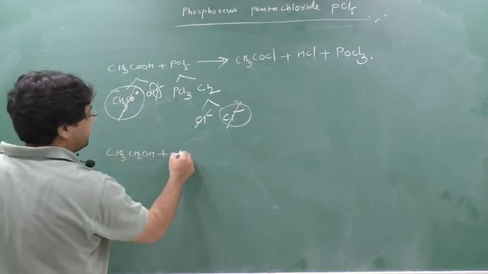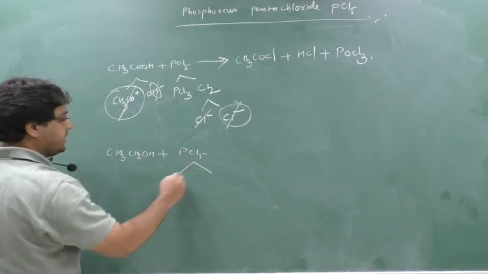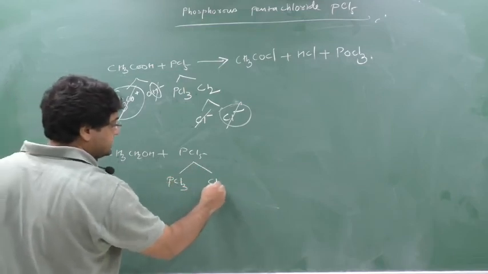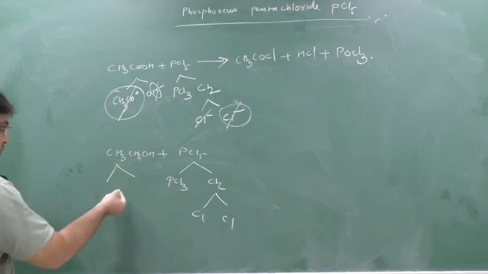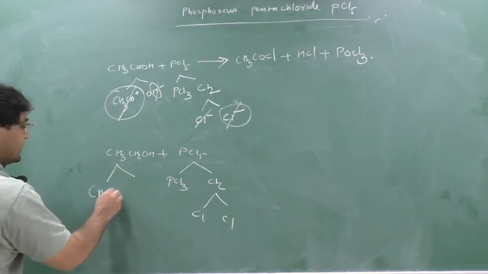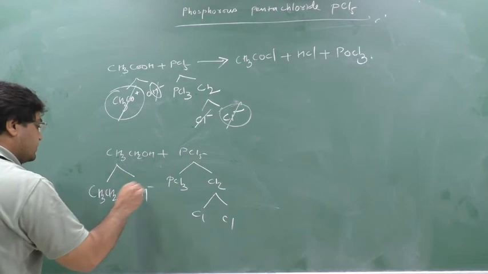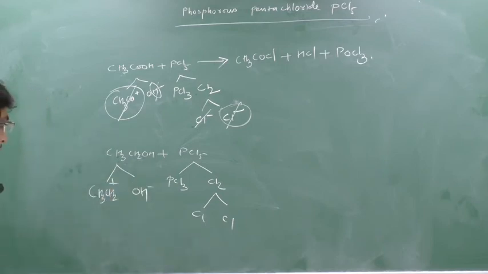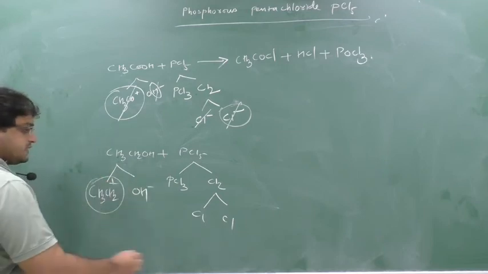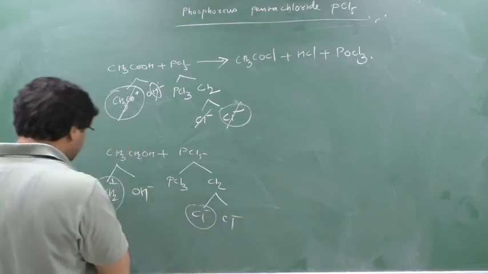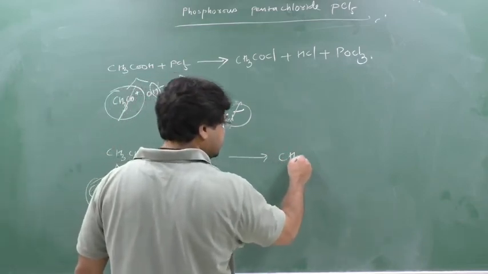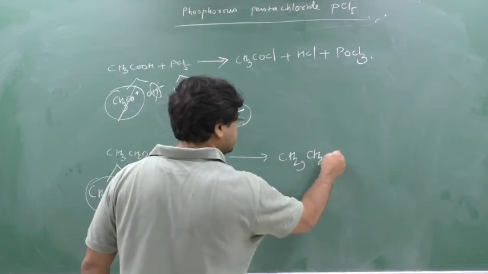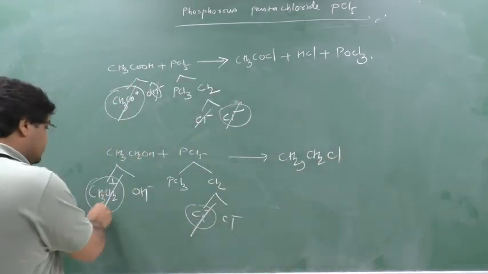CH3CH2OH, again I will take PCl5 here. So you crack it: PCl3 and Cl2, again you break it into Cl and Cl. Clear? Now CH3CH2, as you know, will replace OH: OH minus and plus. So CH3CH2 plus and Cl minus, these are minus, no? So CH3CH2 plus and Cl minus means what will happen here? CH3CH2Cl.